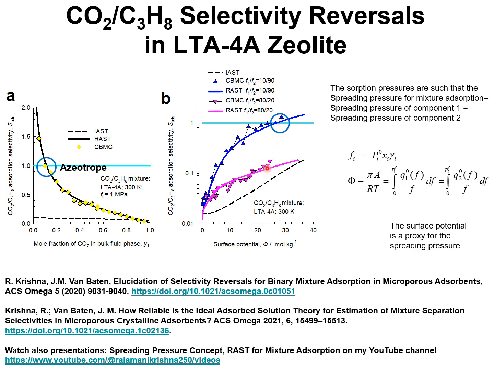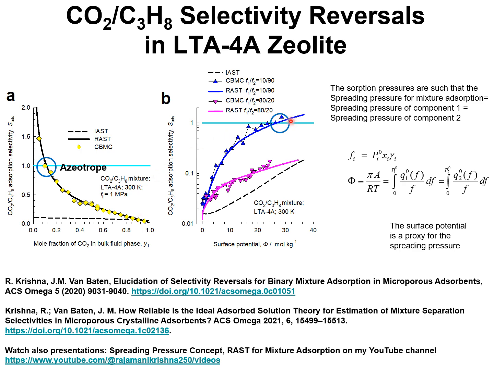This is the CBMC simulation for an 80-20 mixture of CO2 propane. In this case, no selectivity reversal is observed for the range of surface potentials that are considered. So we have strong deviations from the behavior anticipated by the IAST.